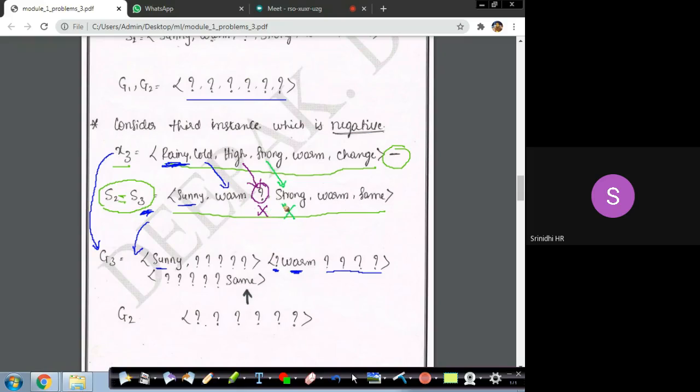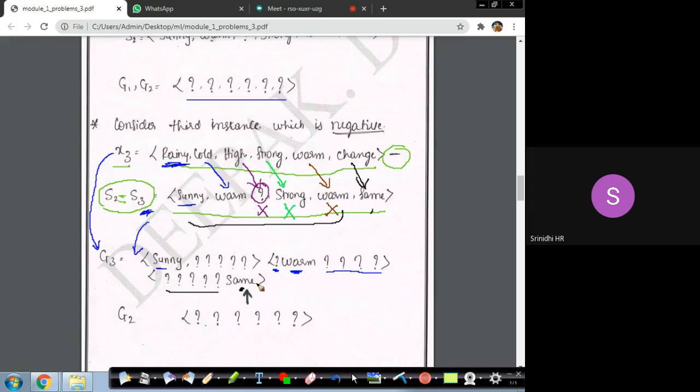Are you people understanding? Can I go further? Yes, sir. Next attribute, I'm having warm. Here I'm having warm. So I'll again be neglecting this. Next attribute. Here I'm having change. But in S3 I'm having same. So what will I be doing? Irrespective of whatever attribute I'm having here, same will be here. All the rest of the attributes will be replaced by a question mark here. That is your generalized method.